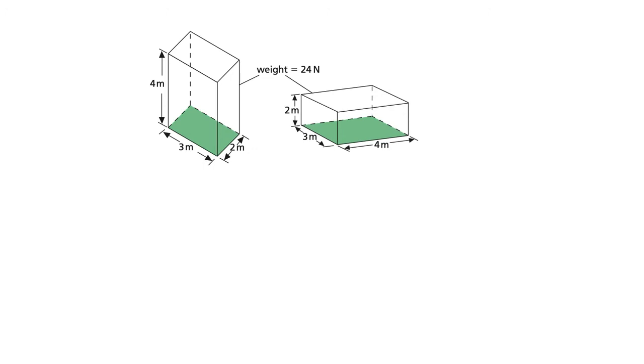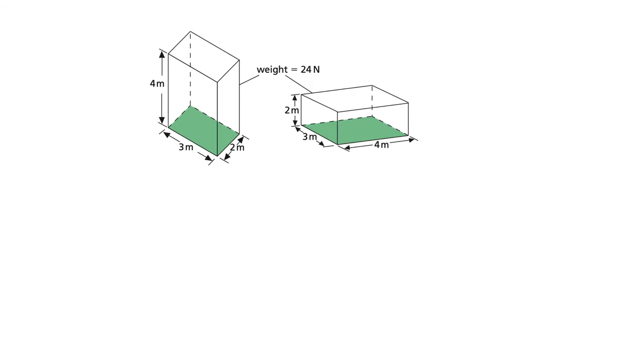So if we move on to a couple of examples here, we have two identical cuboids, and they have a weight of 24 newtons. The green part is the face that is on the surface. For the first one, the face on the surface has an area of 6 meters squared. I hope you see that. It has a width of 3 meters and a length or height, whatever you want to call it, of 2 meters, so it's 3 by 2. The other one, the surface facing down, is 3 by 4, so that's 12 meters squared.